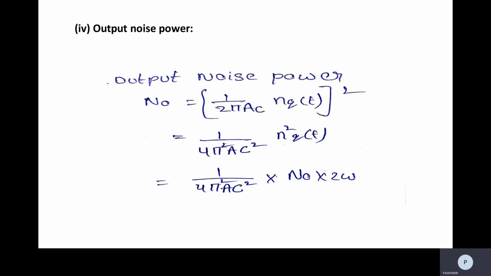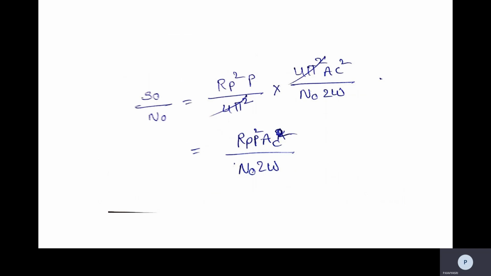And now we will see the output noise power. The output noise power can be calculated as N0 is equal to 1 by 2 pi AC NQ of T whole square. So it becomes 1 by 4 pi square AC square N square Q of T. In place of NQ of T, we can write N0 into bandwidth. Bandwidth means 2W. So 1 by 4 pi square AC square into N0 into 2W. So S0 by N0 becomes R P square P by 4 pi square into 4 pi square AC square by N0 into 2W. So 4 pi square gets cancelled. We will get R P square P AC square by N0 into 2W.